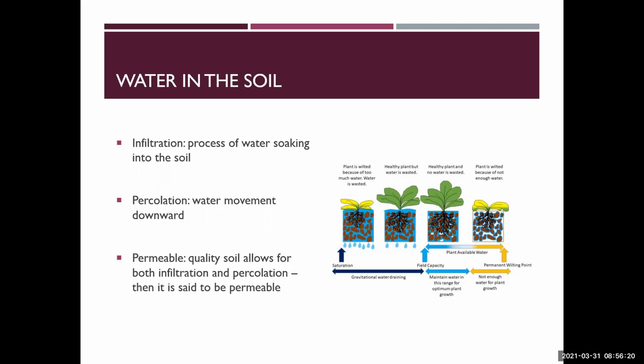So if you're ever growing a potted plant and the leaves start to turn yellow, you need to ask yourself, is this too much water or too little water? Oftentimes it's too much water. And so you end up with what we call saturation.